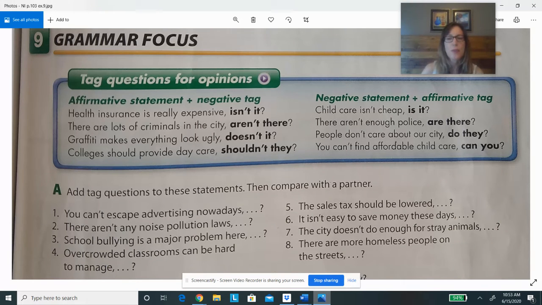So here is how to make a tag question. The first way we can do it is to start with an affirmative statement and then add the negative tag question. Let's look at the first example. Health insurance is really expensive. That is the statement. And then you add a comma and then you add the negative tag. How do you do that?